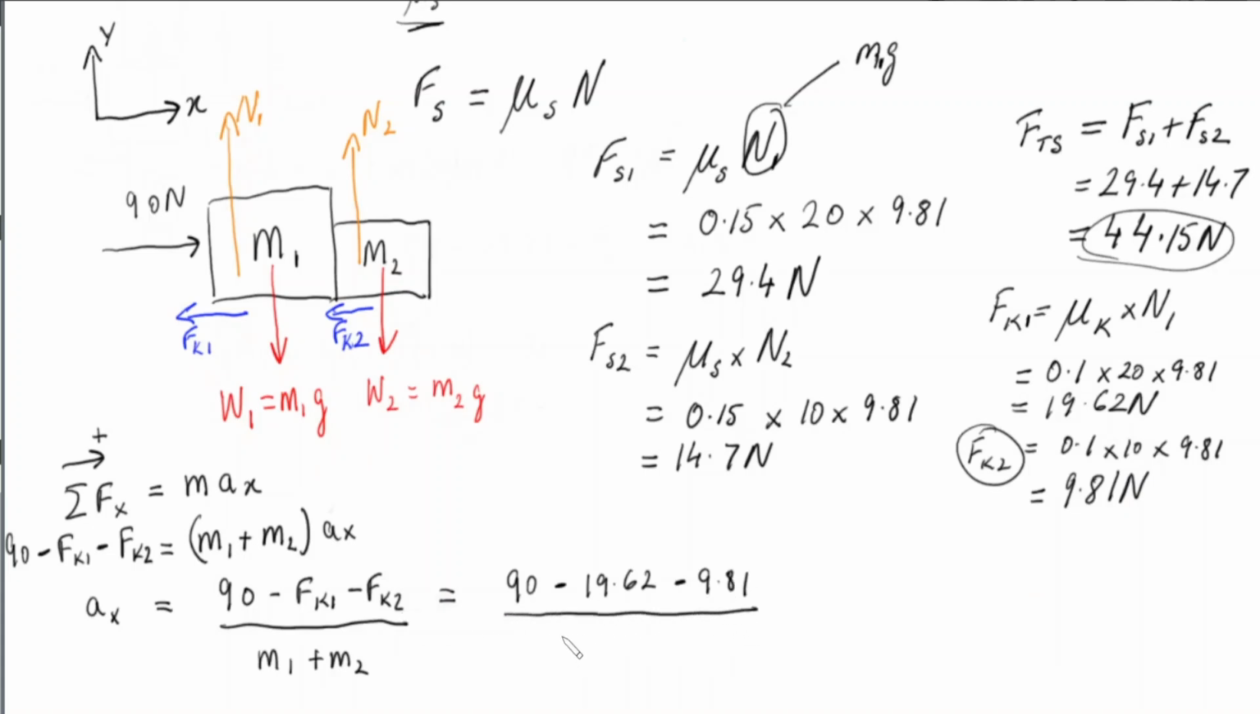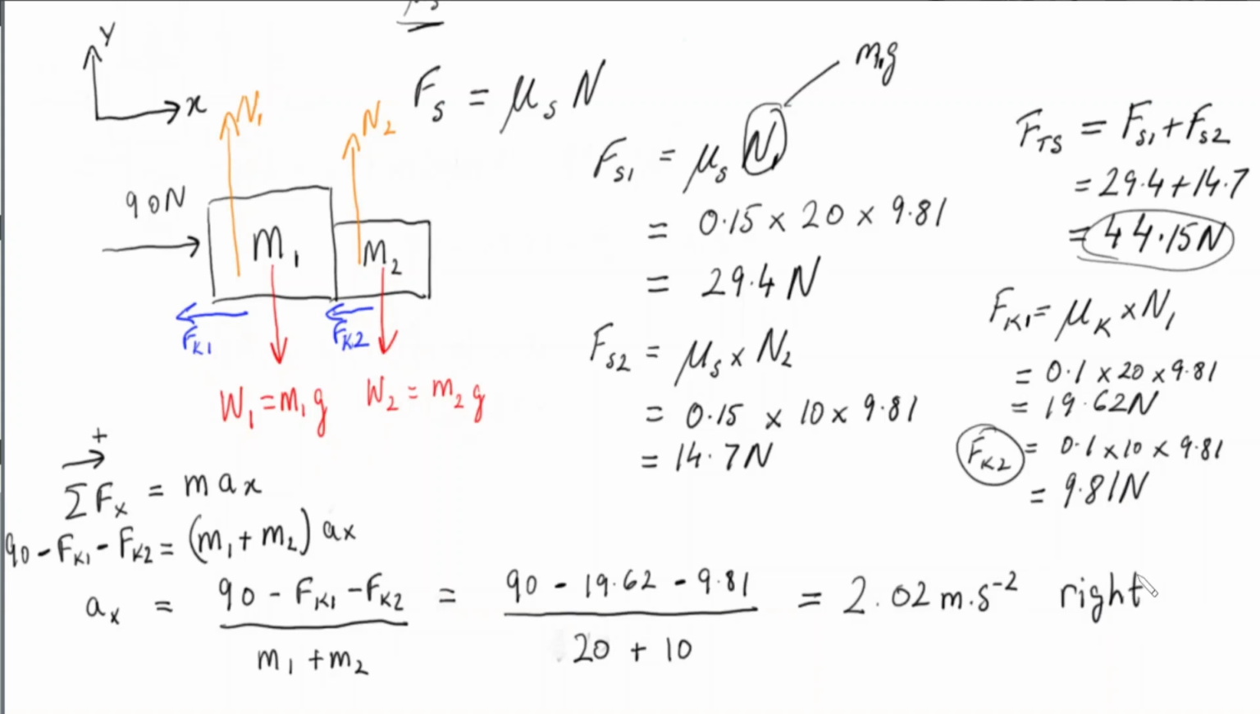We know the mass of 1 is 10 kilograms. Apologies, it's actually 20. I had it right in the first instance. So 20 plus m2, which is 10 kilograms. And if we put that in the calculator, we get the acceleration, which is 2.02 meters per second squared. And that'll be to the right because the direction of the external force is towards the right. So I'll just write the direction down as well.